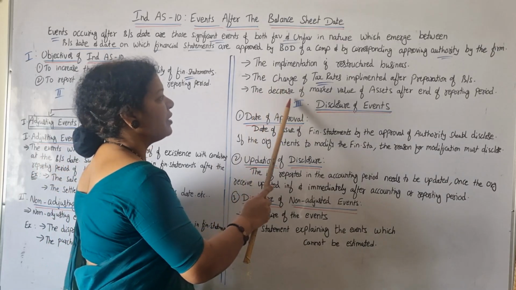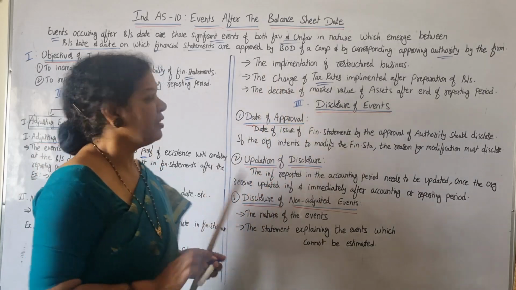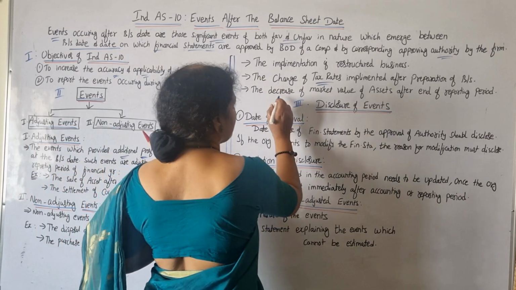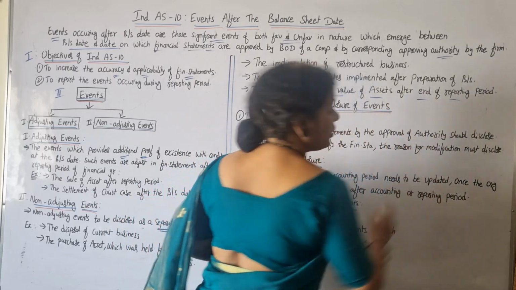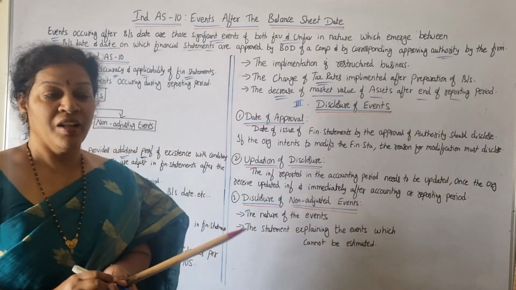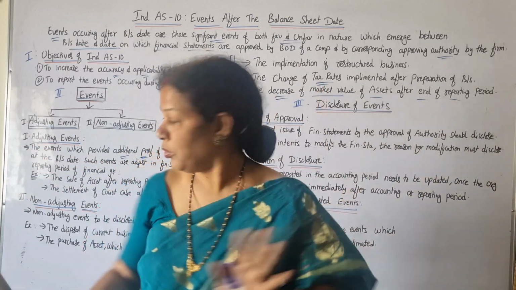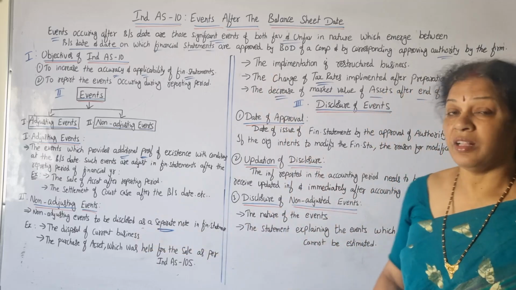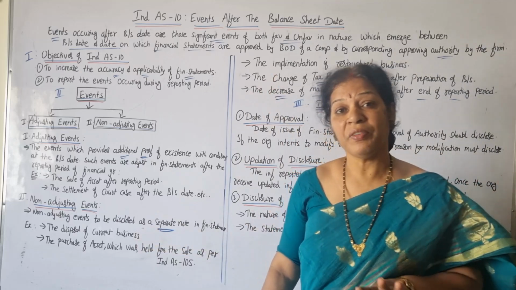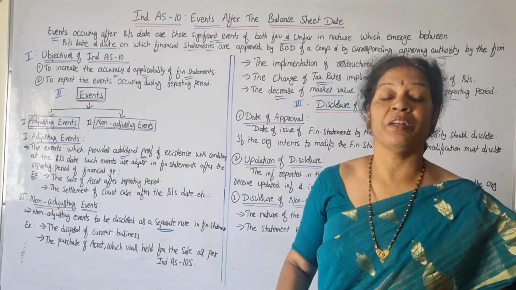And also the decrease of market value. Market value here it is decreasing. Decrease of market value of assets after end of the reporting period. Like this one also. Total 5 examples are given. 1, 2, 3, 4, 5. So any such kind of events are there which cannot be adjusted.